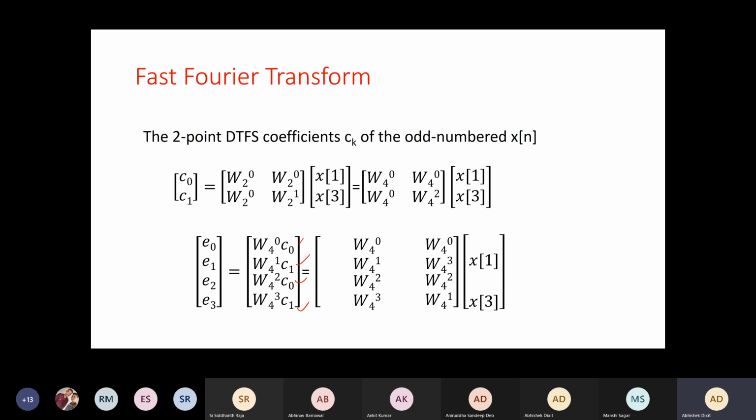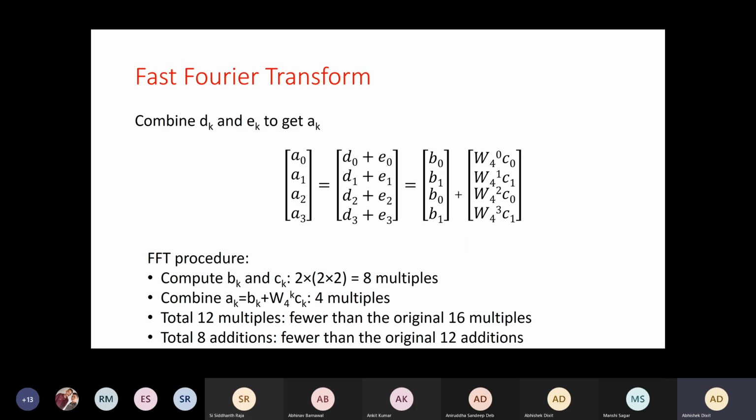Now the final step. The final step is if you have to calculate A naught, A1, A2, A3: A naught will be D naught plus E naught, even terms and odd terms. A1 is D1 plus E1, A2 is D2 plus E2, A3 is D3 plus E3, right? And we have seen that this is simply D0, D1, D2, D3. We have seen B0, B1, B0, B1. E0 also we have seen is like this.